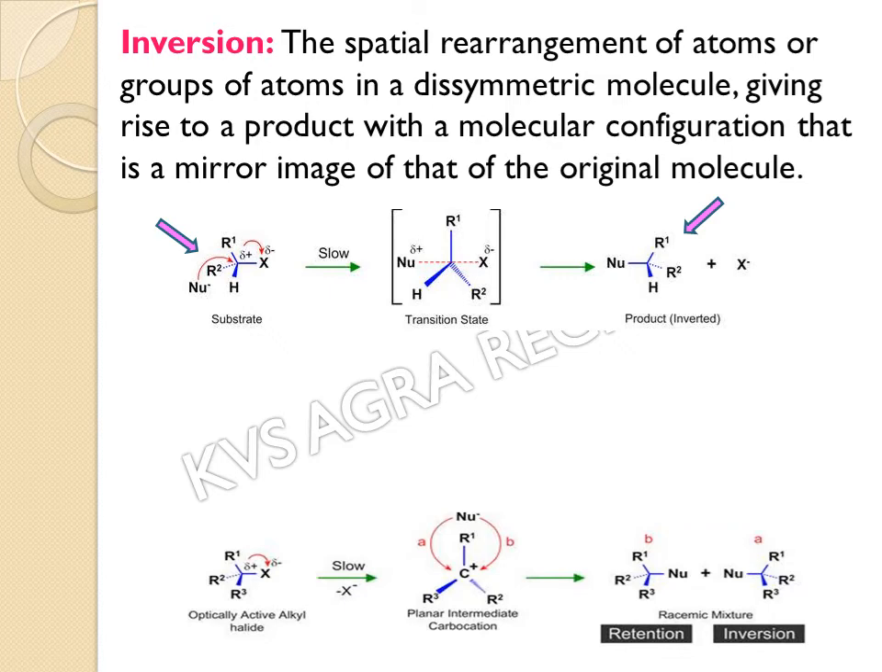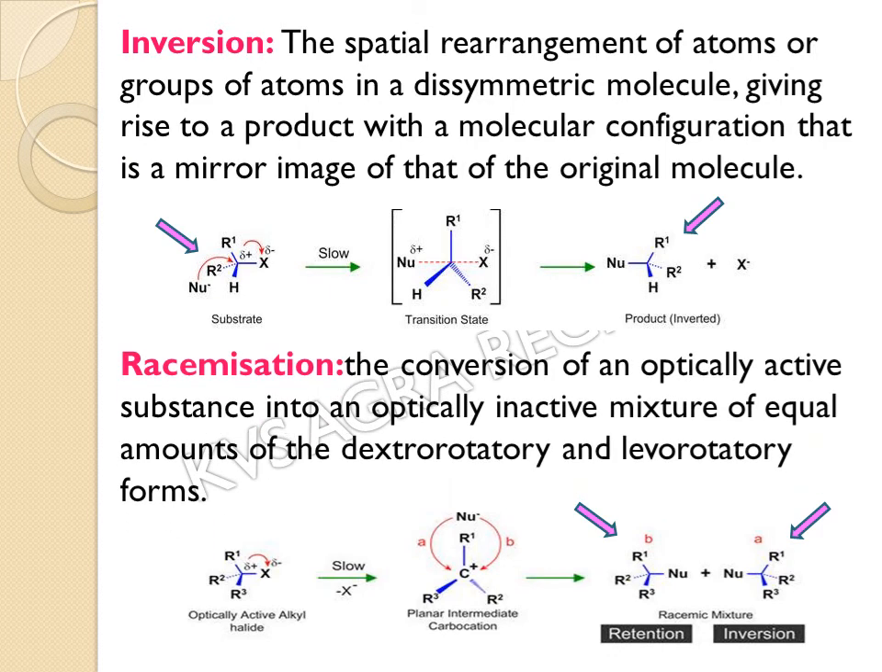Here we can see this is an SN1 reaction. In this case, formation of carbocation takes place, and due to attack from either front or back, there is formation of 50-50% product, where retention and inversion take place, and as a result, optical activity gets cancelled out, and such a mixture is known as a racemic mixture, and the process is racemization. Hence we can say racemization is the conversion of an optically active substance into an optically inactive mixture of equal amounts of dextro and levorotatory forms.